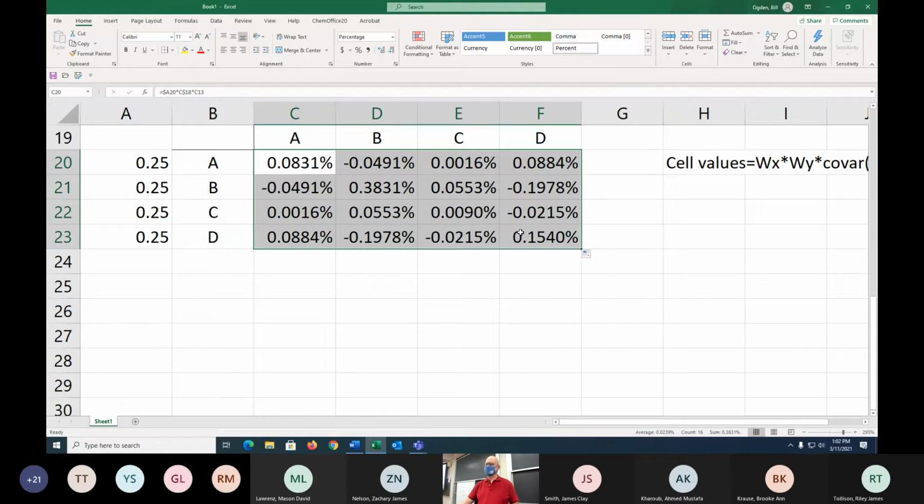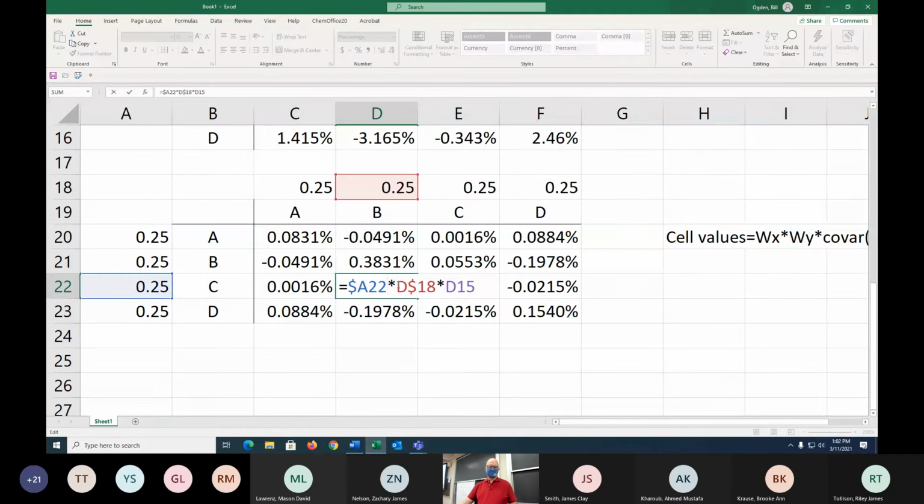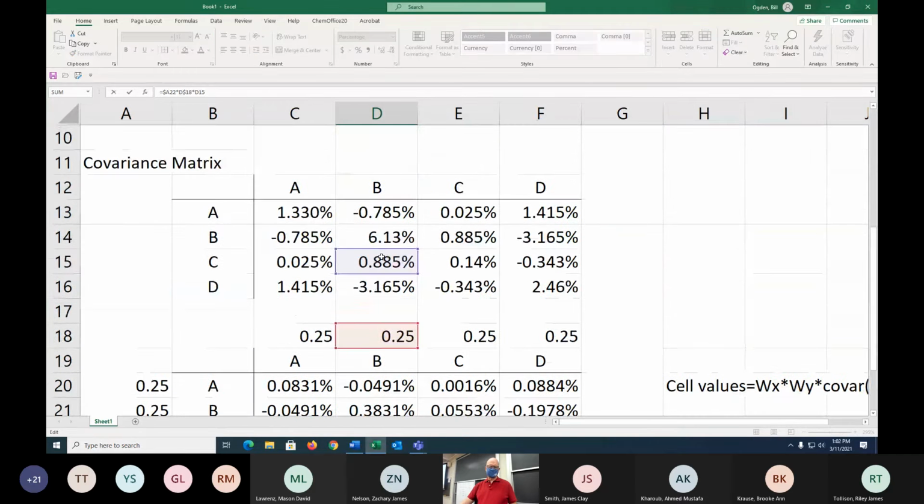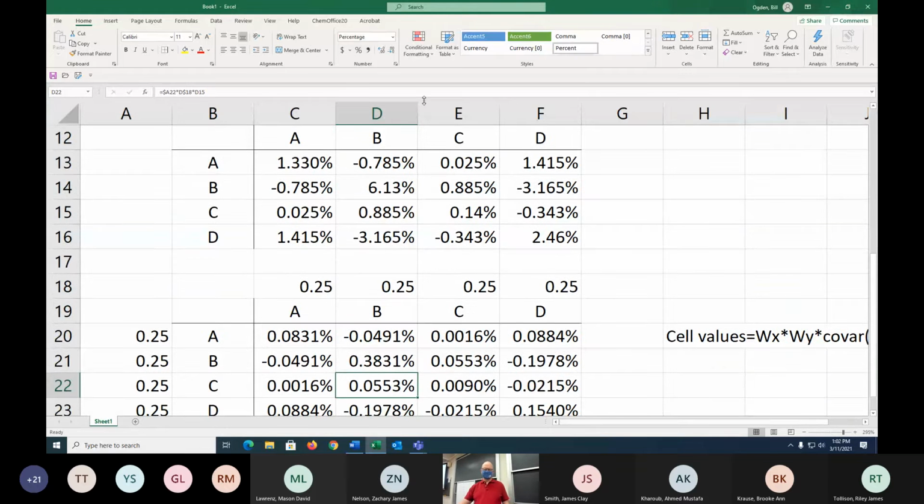All right, so let's do a quality check here. So I'll double click this one. So it's 25 times, yep, looks like it's good, doesn't it? So I think we're good. All right.